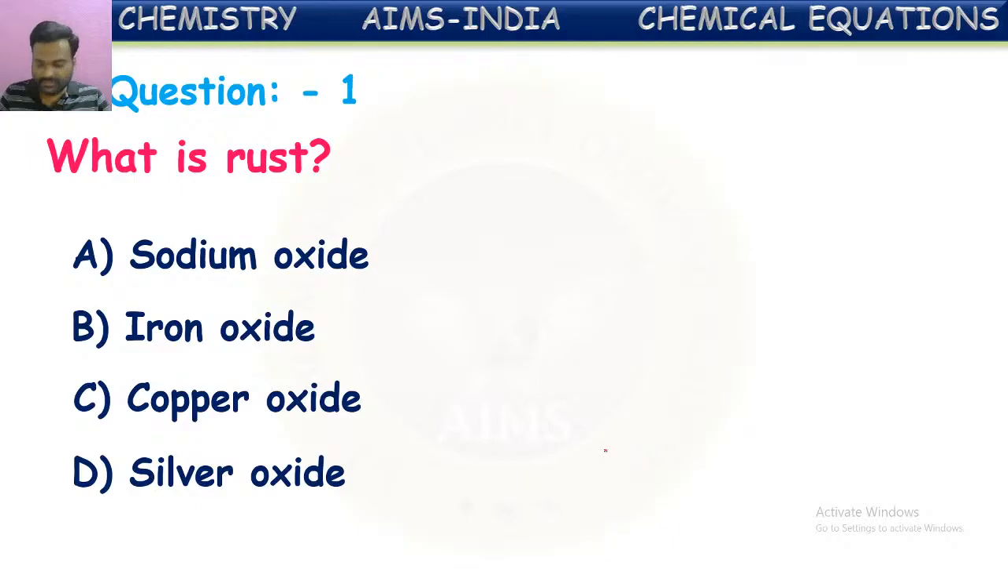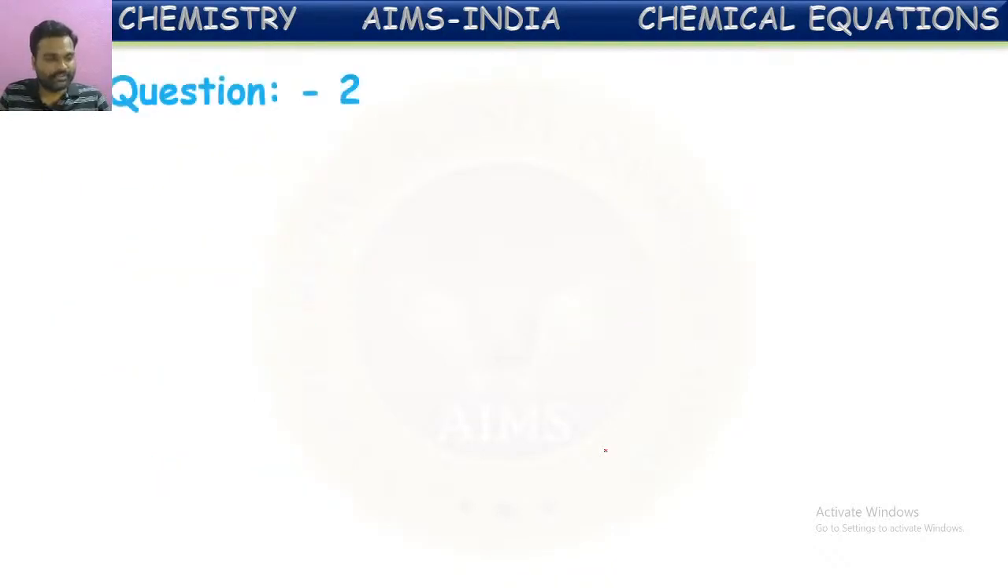Yes, it is iron oxide. Iron, when kept outside in the atmospheric air, reacts with the oxygen present in the air and forms iron oxide. It is called chemically rust. Yes, B is the correct answer for it. Let us go to the second question.